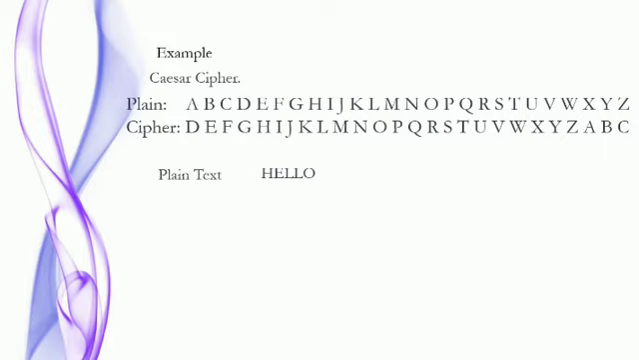So this is the plain text. Now we are going to get the ciphertext. For H the ciphertext is K, right? So for H we have here K, and the next letter is E, and the ciphertext is H. And for L the ciphertext is O, and O comes twice because we have L twice. The next letter is O, and for this O the corresponding ciphertext is R. So we have here KHOOR.